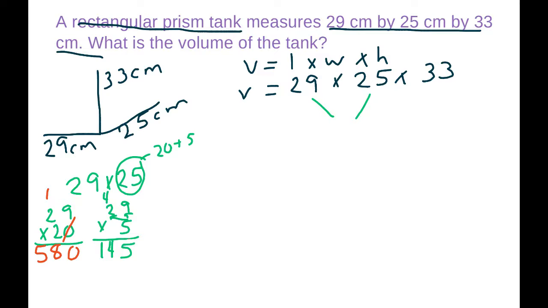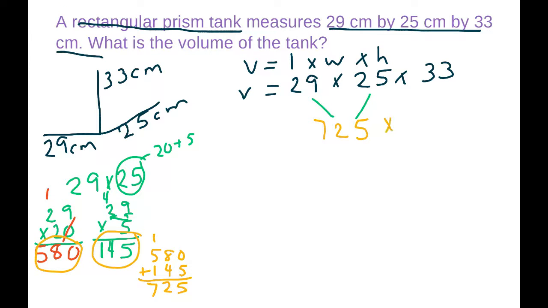Okay, now I'm going to take my two partial products, which were 580 and 145, and add them together. 580 plus 145. All right, 0 plus 5 is 5. 8 plus 4 is 12. 5 plus 1 is 7. So we know 29 times 25 is 725.